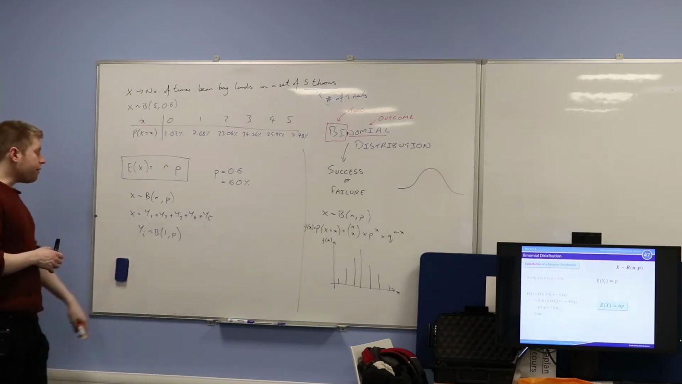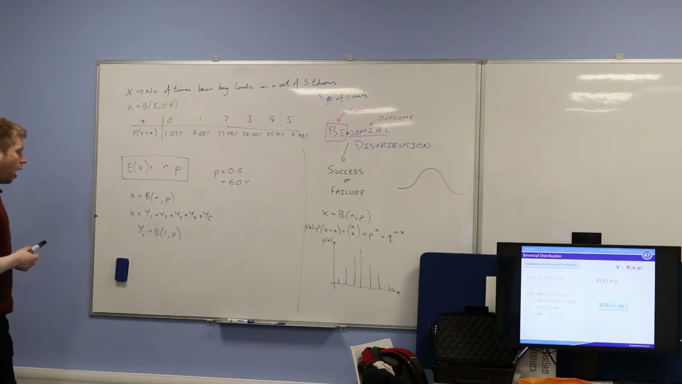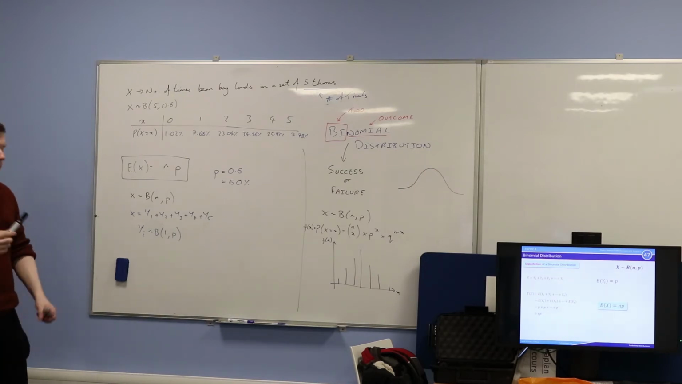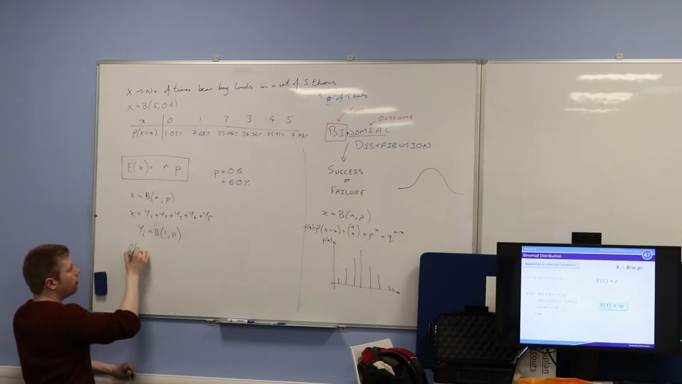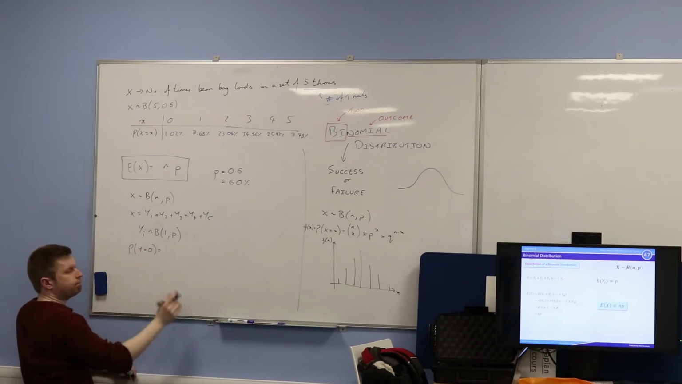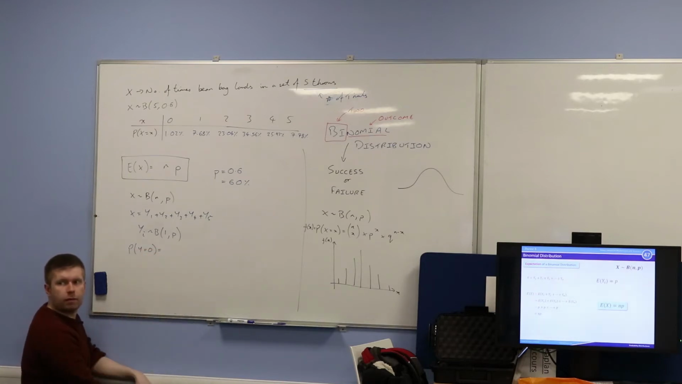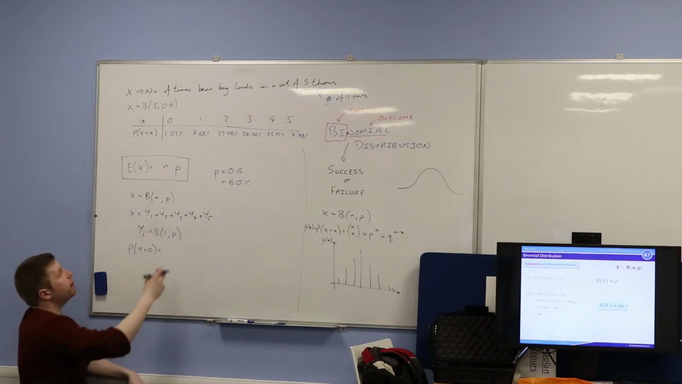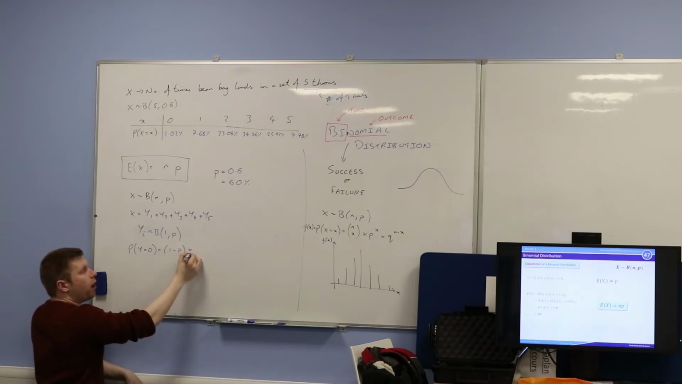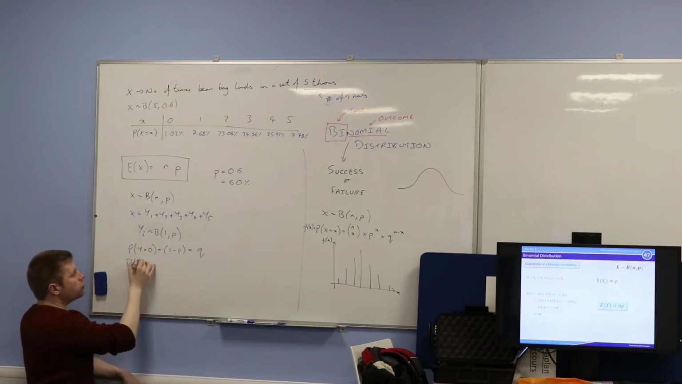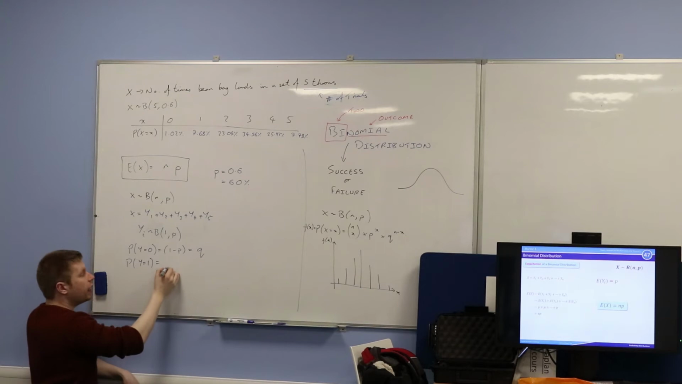Now have a think. For yi, what would the probability that y equals 0 be? What's the probability of getting no successes? I only throw it once, so what's the probability it doesn't land? In this case it's 0.4, but if I use it generally with p, it's going to be 1 minus p. Or what could I also call that? q, fantastic. So I throw it once, what's the probability that it lands? It's just going to be p.